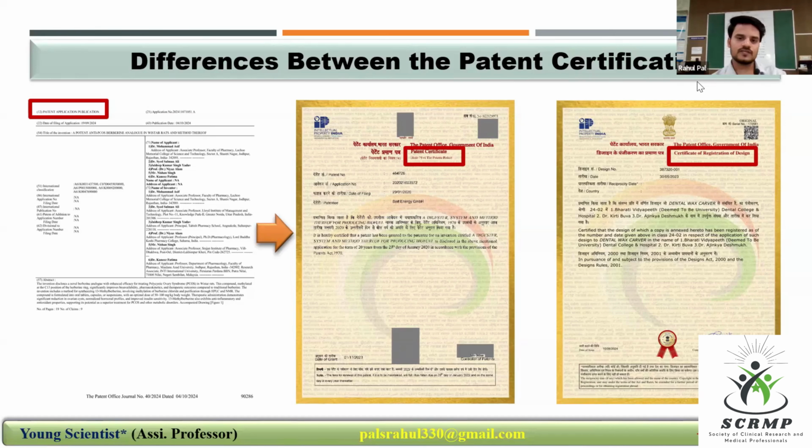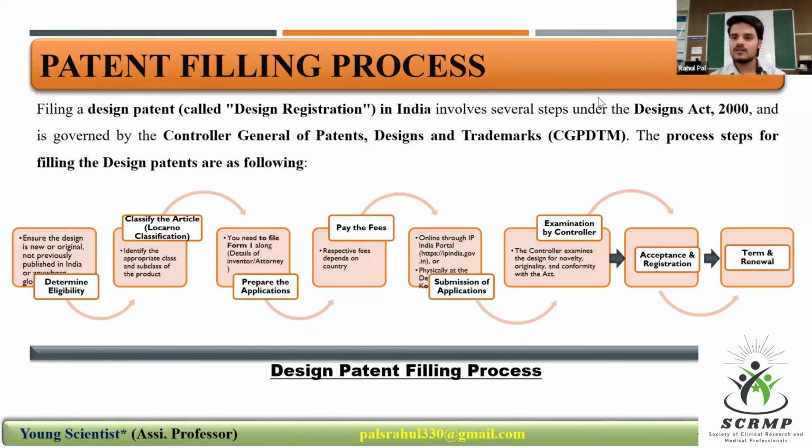The difference between the certificates: one is the patent certificate, another is the certificate for registration of design. So there are lots of chances for confusion between the certificates, whether utility, process patent, design patent, or utility publication. So there are lots of parameters. As per the discussion, I am mentioning the crucial parameters.